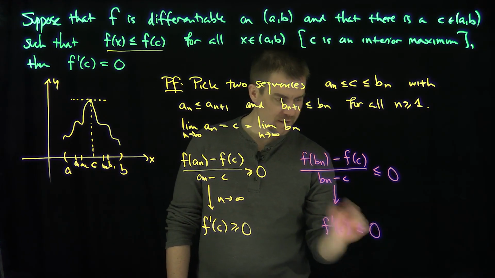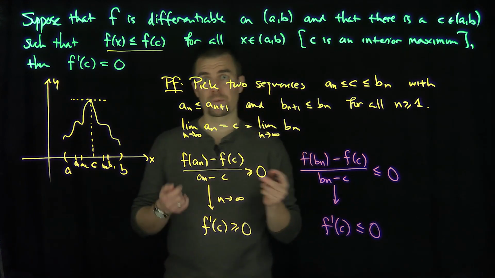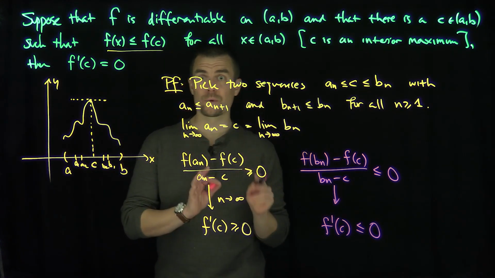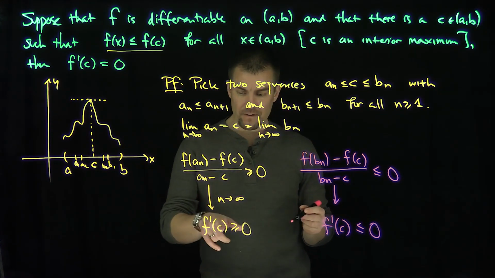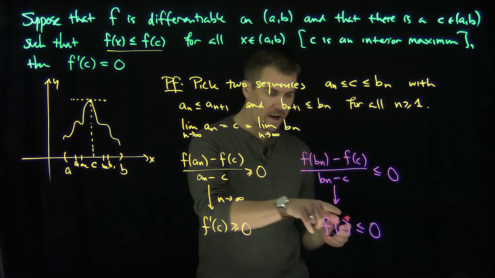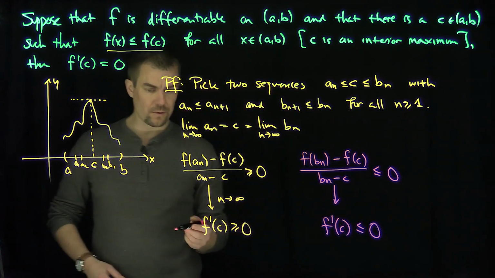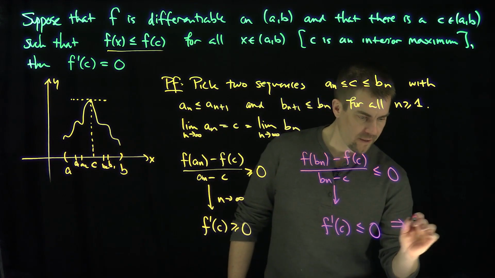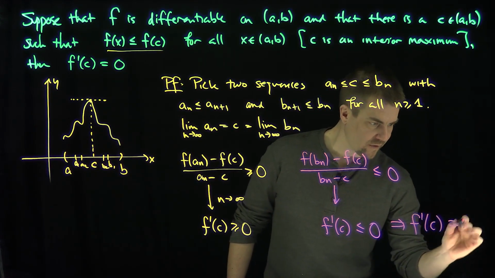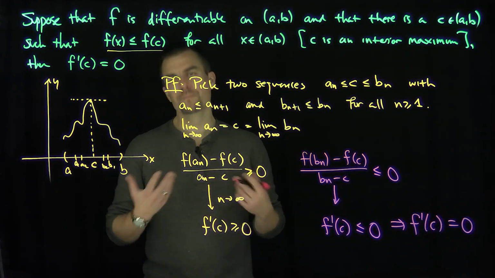So f prime of c is less than or equal to 0 by the preservation of inequalities by limits, with the equal sign included. And so I have f prime of c is greater than or equal to 0, and it's less than or equal to 0. The conclusion from these two things is that f prime of c, the derivative at the interior maximum, must be equal to 0. Thank you very much.